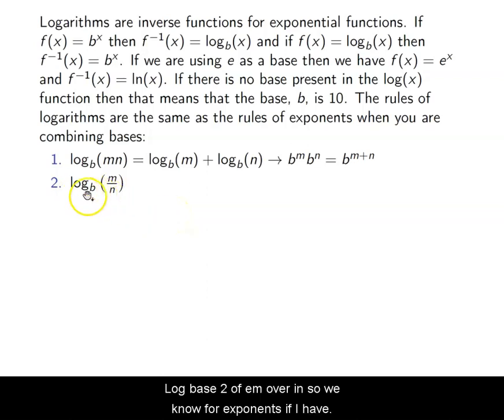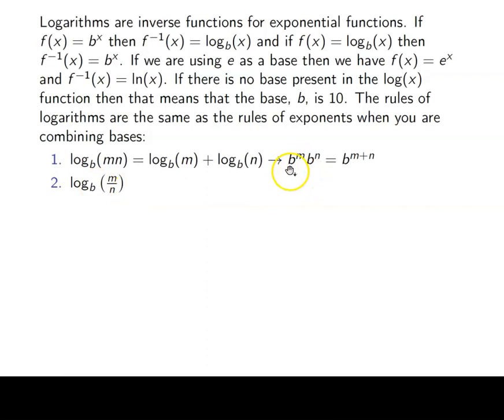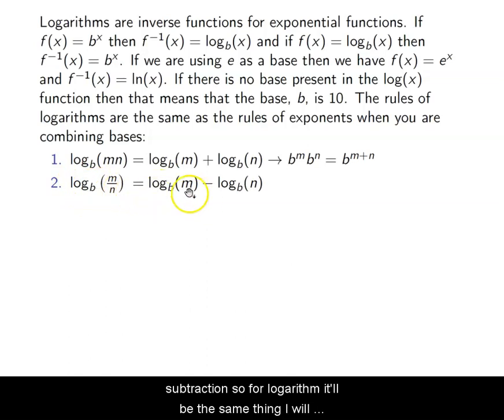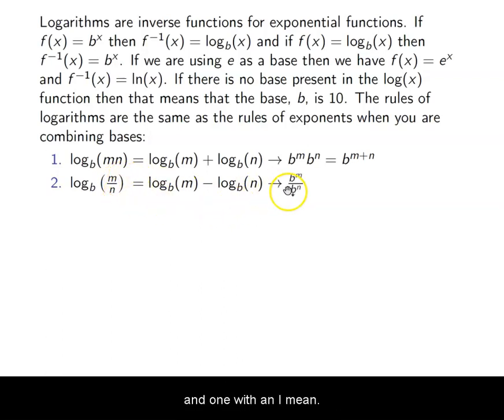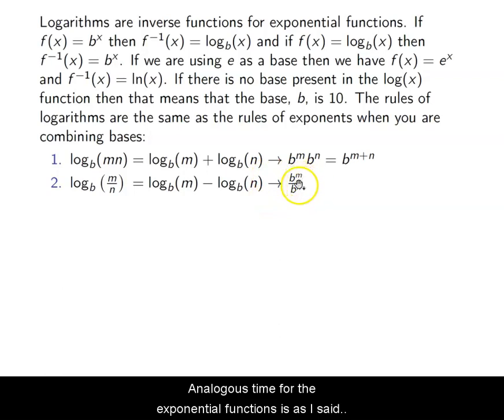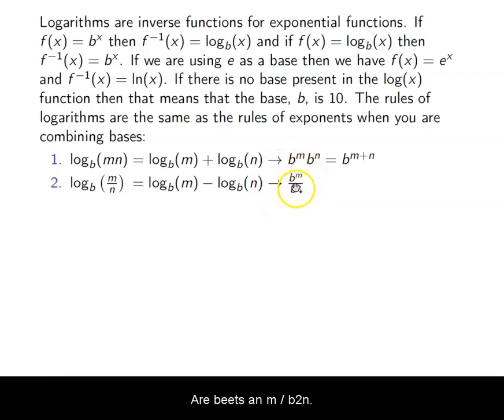Log base b of m over n. We know for exponents, if I have b to the m over b to the n, it turns into subtraction. So for logarithms, it'll be the same thing. I will subtract two separate logarithms, one with m on the inside and one with n on the inside. The analogous rule for the exponential functions is, as I said, b to the m over b to the n, and then you subtract those powers.